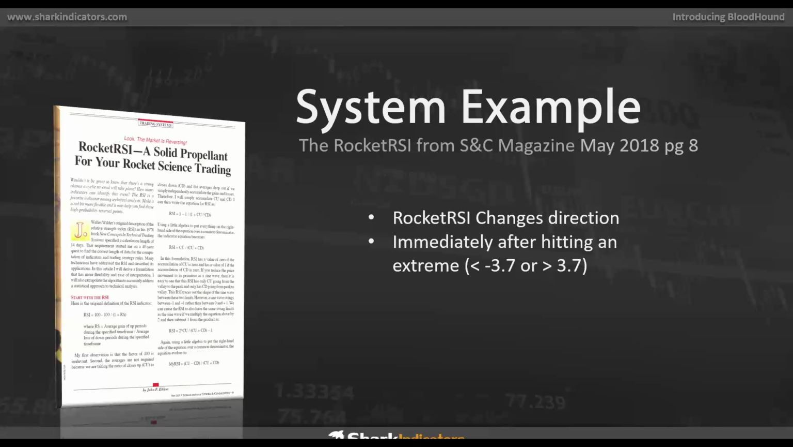Well, first, Jeremy, let me just let everybody know this idea. As you can see from the text there, it's a simple concept that uses a modified RSI indicator, right? Stocks and Commodities called it the Rocket RSI indicator.